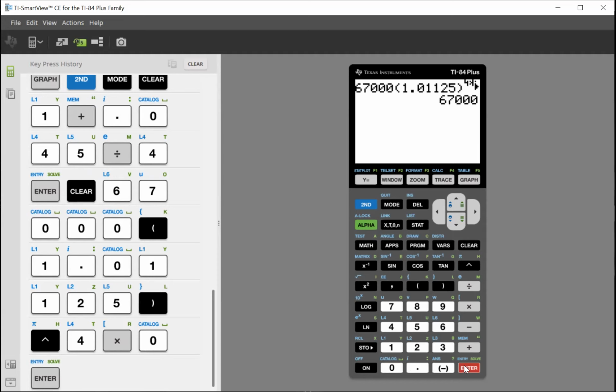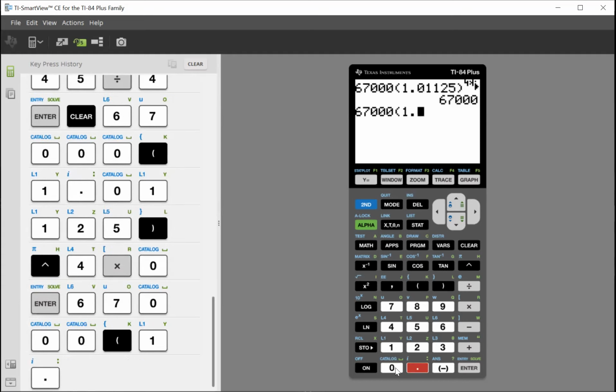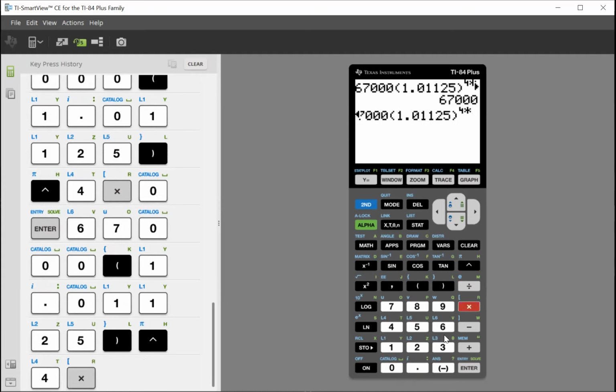So then they said, what about when T equals 3? Well, when T equals 3, I'm going to have the same formula. 67,000, parentheses, 1.01125, close parentheses. My exponent this time will be 4 times 3. And y'all remember this. This is an investment type problem. We better have more than 67,000 in this bank, right?